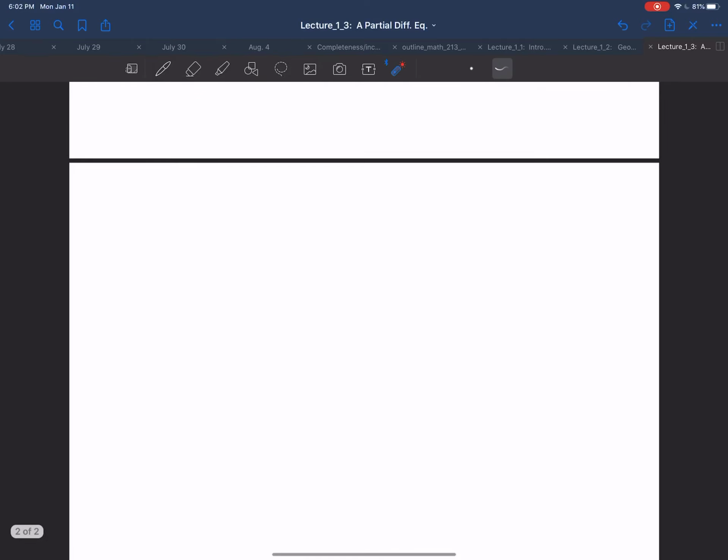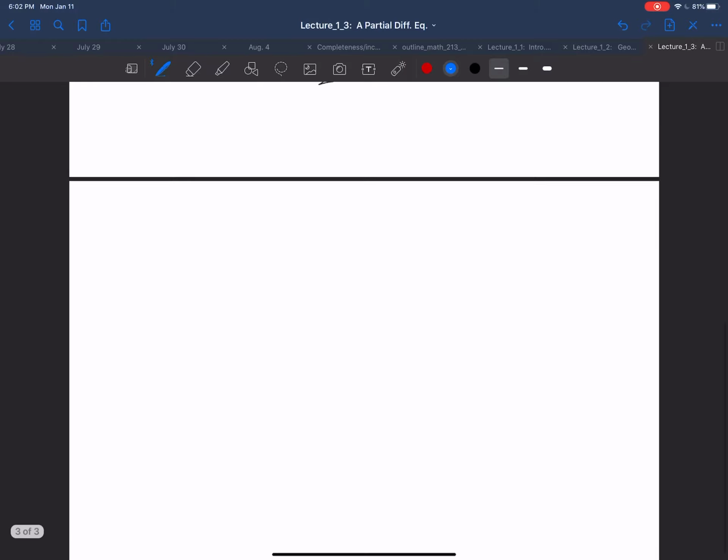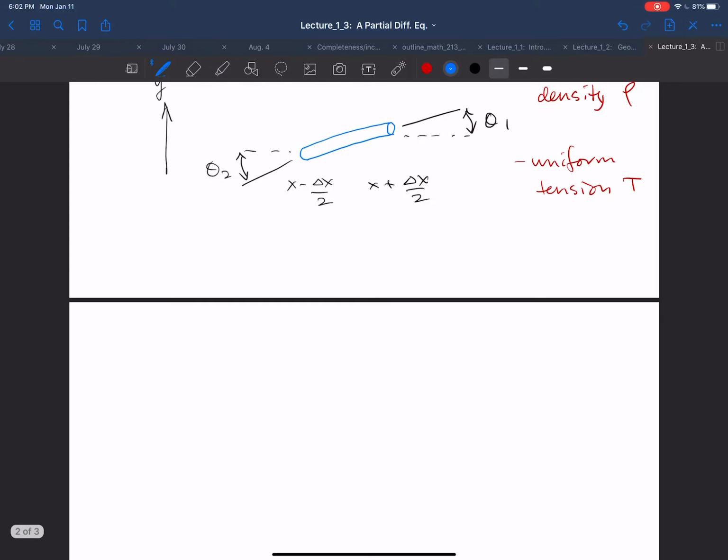So what does Newton's law say? It says F equals ma, or in other words, F equals the mass. So I've drawn here a piece of string of length delta x, because it stretches from x minus delta x over 2 to x plus delta x over 2. So its length is delta x, therefore its mass is rho times delta x.